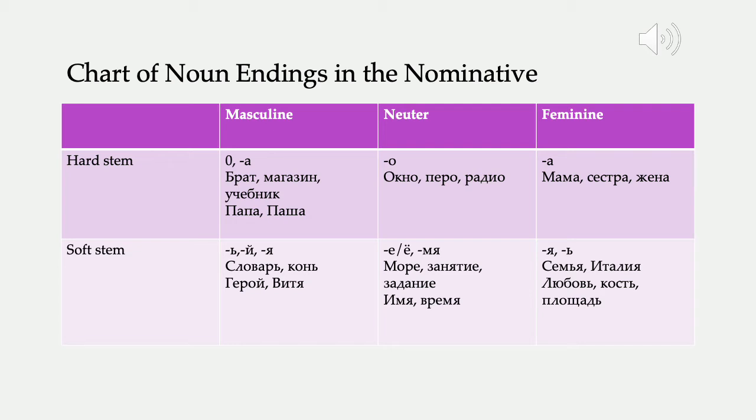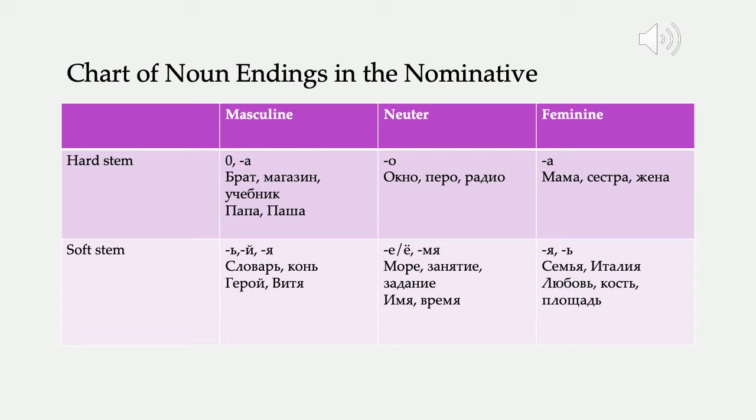And here on the last slide of the PowerPoint, I have a chart of noun endings in the nominative. So let's just go over it quickly. First of all, something to notice on this left-hand side of the chart, we have hard stem and soft stem. So all nouns and adjectives in Russian are either hard stem or soft stem. And the stem refers to the last consonant in the word. So you can then have vowels on the end, but they don't show the stem. What shows the stem is the last consonant.